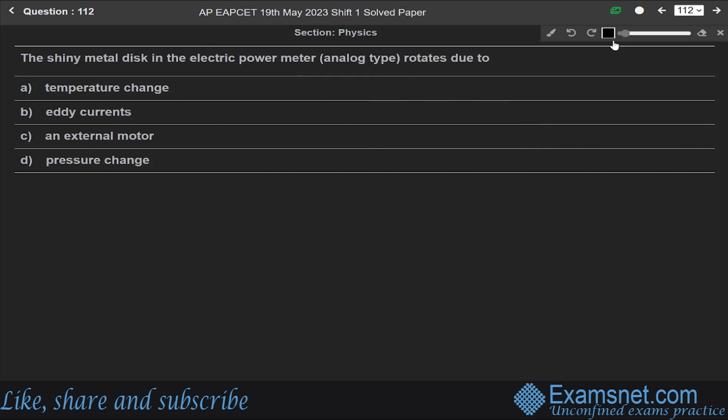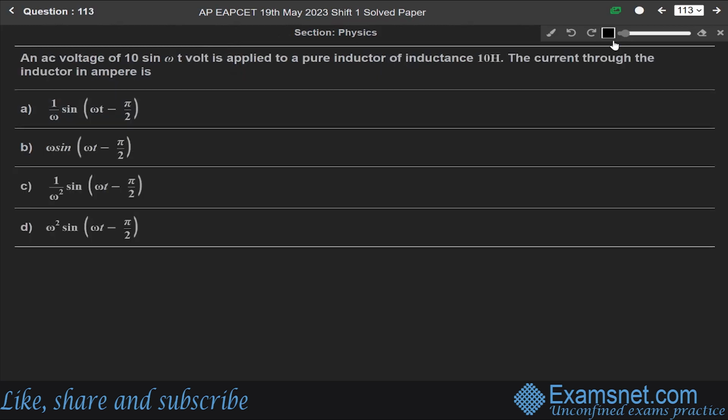Now next question 112. The shiny metal disc in the electric power meter, analog type, rotates due to. Okay. So this question is from the chapter of alternating currents. So we know that electrical meters work on the principle of eddy current. So eddy current is the correct answer. Okay. Now next question 113. An AC voltage of 10 sine omega t volt is applied to a pure inductor of inductance 10 Henry. The current through the inductor in ampere is. Okay. So this is again from the chapter of alternating currents.